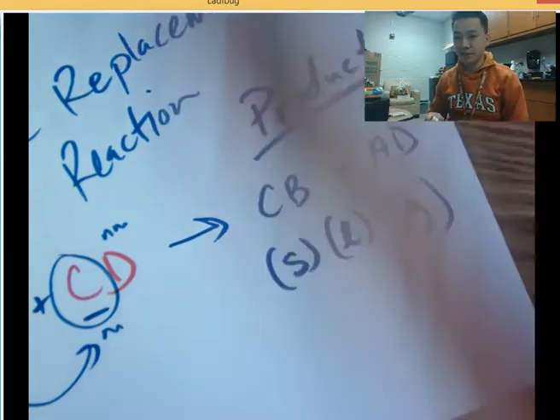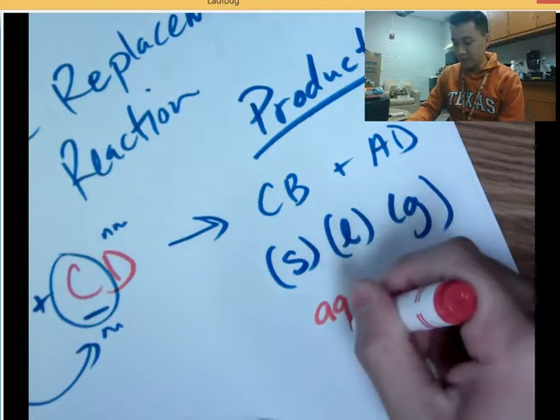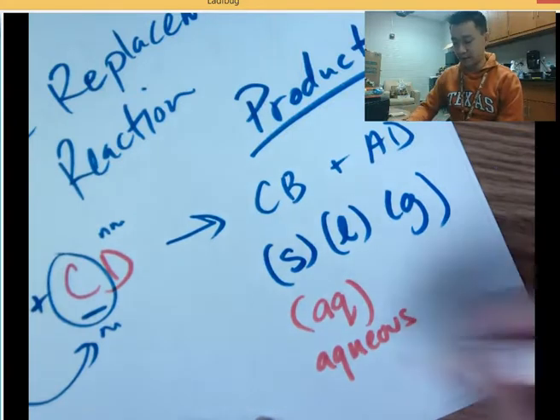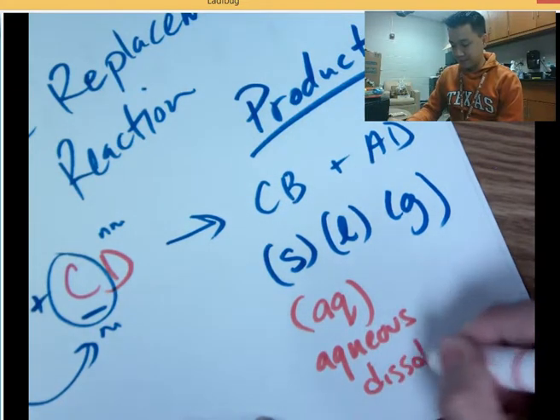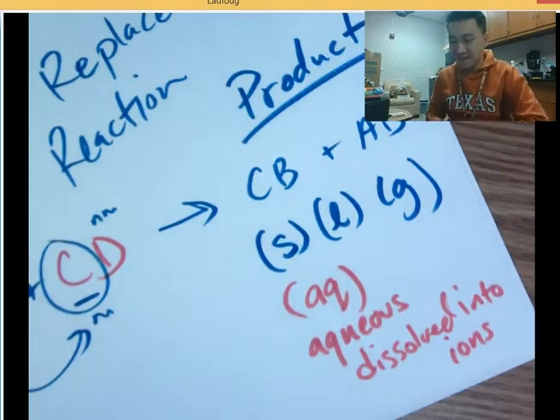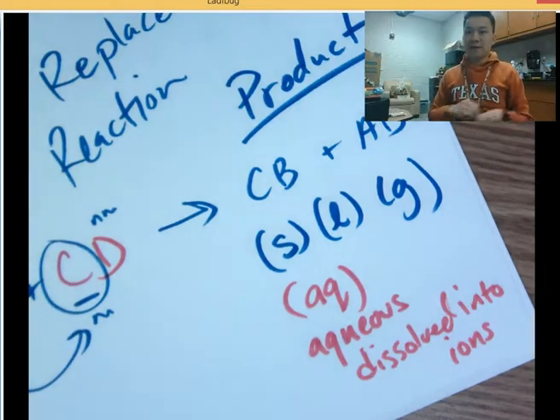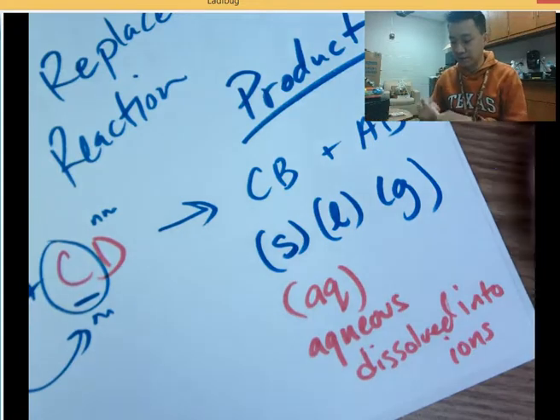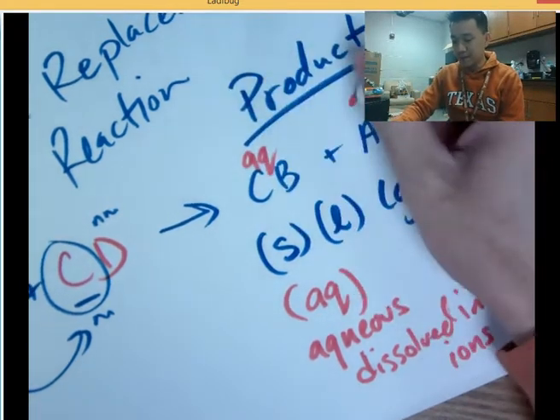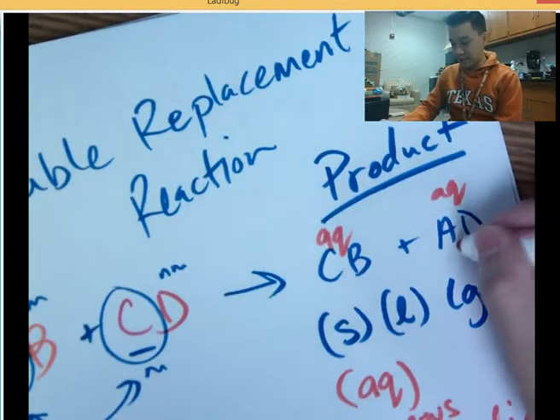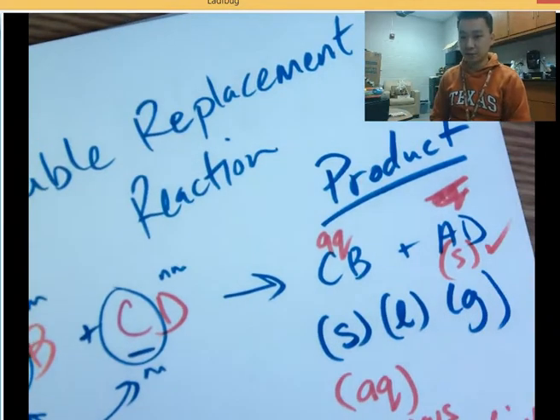Another word that you'll see very often is aq. That's aqueous, which means it is dissolved in water, dissolved into ions. If it's dissolved into ions, it doesn't form a new compound. It just hangs around there. So if this is aqueous and this is aqueous, the reaction does not happen. This reaction does not occur. But if one product is a solid, then yes, it occurs. If it's a gas or a liquid, then this reaction occurs.